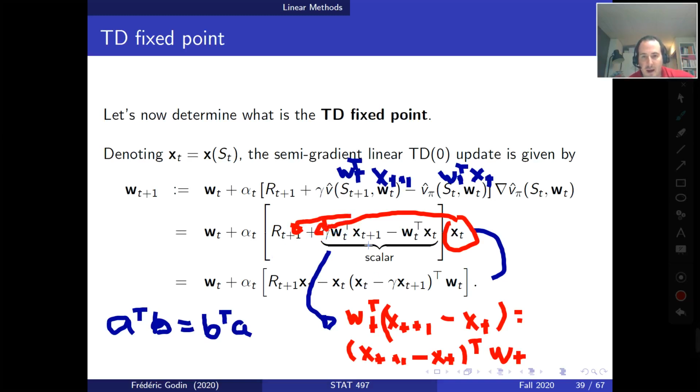So this parenthesis becomes R t+1 times xt. Okay, sorry, this is a t here. Minus xt, this xt here, times this term. And this term, we can rewrite, because of this rule here, we can apply what we have here. And we have obtained that this term becomes x t+1 minus xt, transpose W t. Okay, so this is how we get to the last line of the slide.